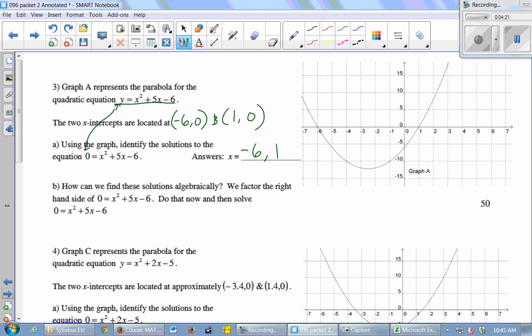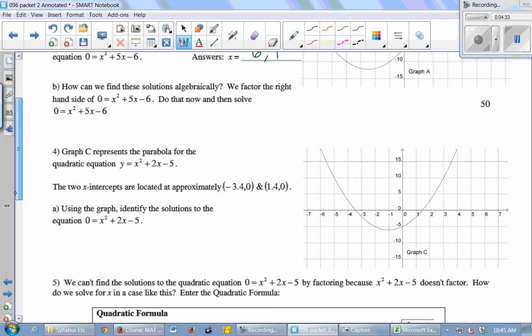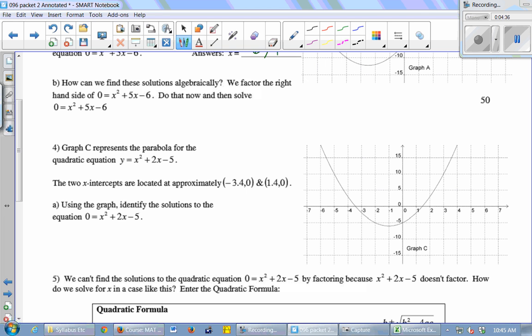All right, but how could I have found those solutions algebraically? If I didn't have a graph to look at and I wanted to find -6 and 1, I wanted to find the places where x squared plus 5x minus 6 equals 0 algebraically. So what we would do is we would try to factor the x squared plus 5x minus 6. And you could do that with a box, or you could use a double bubble, right? So we would have 0 equals... Can anybody do the factorization in their head yet? x plus 6, x minus 1.